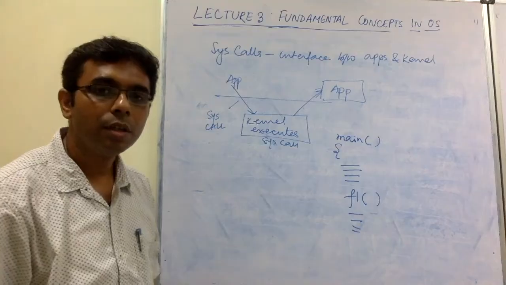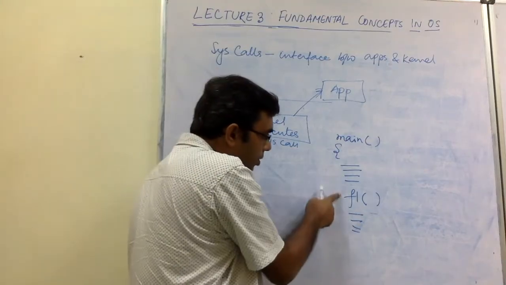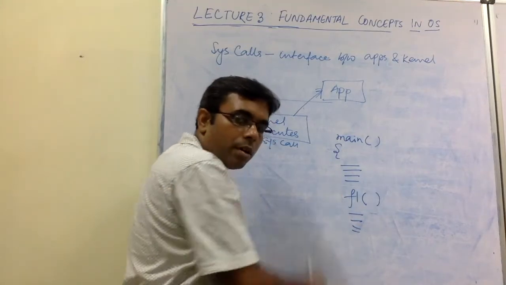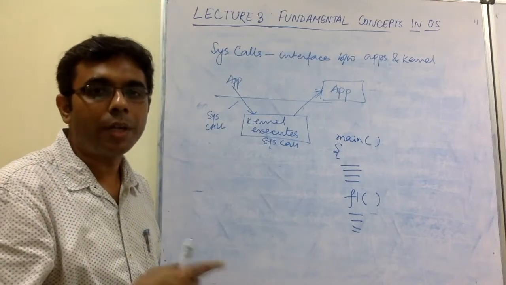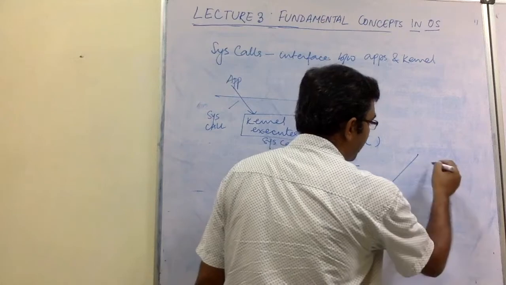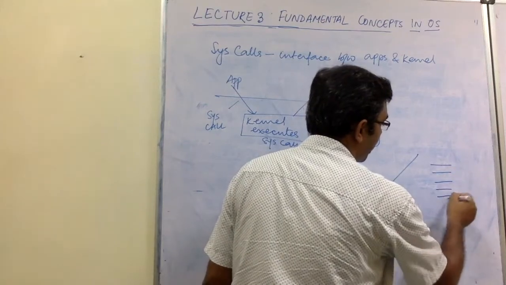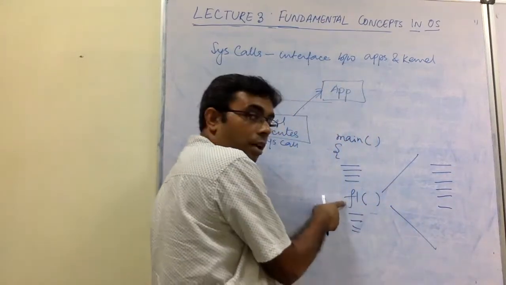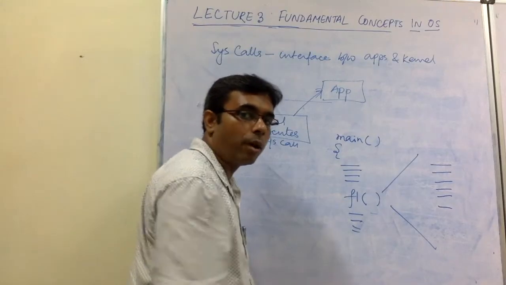What happens is, whenever we have a function calling another function, we jump to a different set of instructions that need to be executed, which are nothing but the instructions corresponding to the function f1.